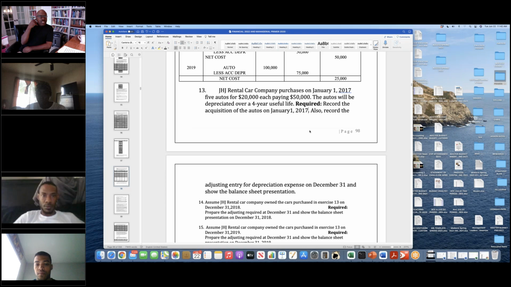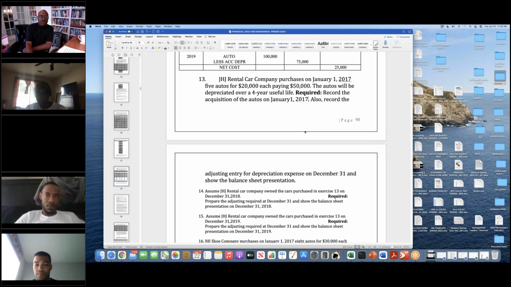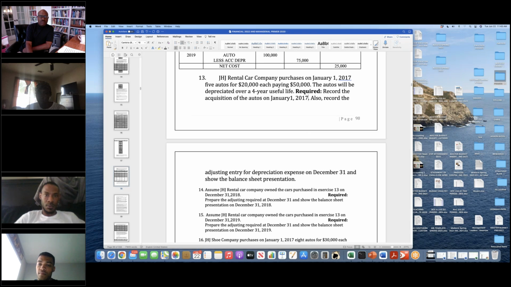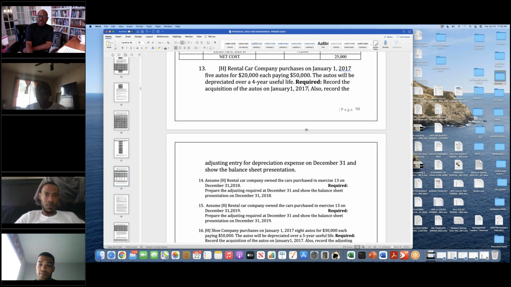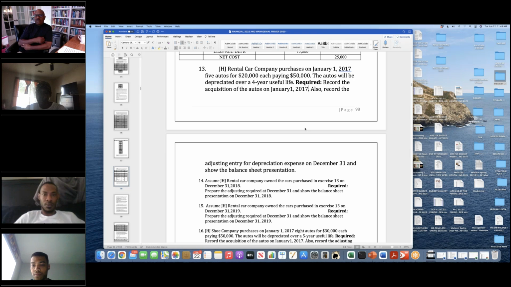So we got the 5 autos purchased for 20,000 each, paying 50,000 down. Can we make that journal entry to buy the autos? Yeah, we're buying the autos. It's going to be autos debit 100,000, and then cash will be 50,000 down. Make the journal entry to buy them, make the adjusting entry at the end of the period, and then show me the balance sheet presentation.